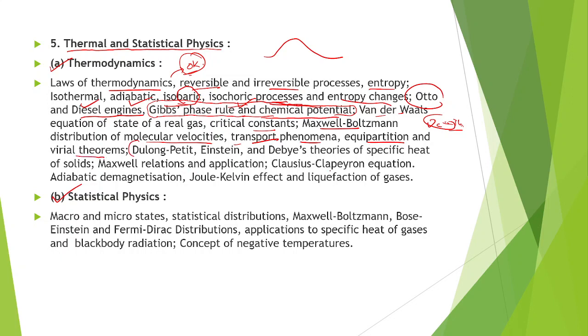Equipartition theorem and virial theorem, they are important. Now this is a part of solid state physics: Dulong-Petit, Einstein, Debye theories of specific heat of solids. Okay, this is a part of solid state physics. So we can do it in solid state or we can do it here, and that we'll see in the near future. Doesn't matter. They're easy things. Just you need to make an algorithm of the steps and you can easily write.